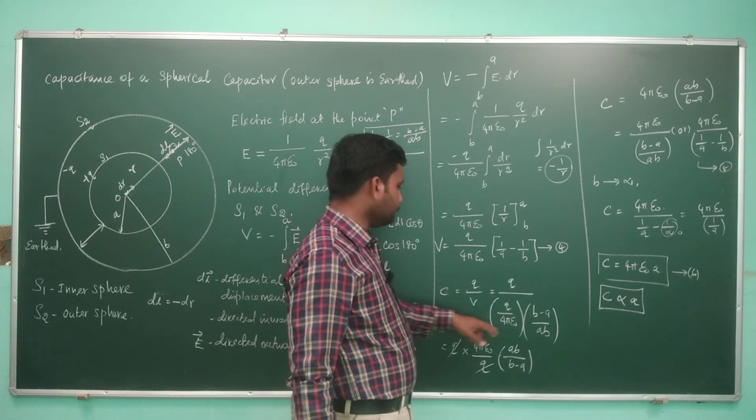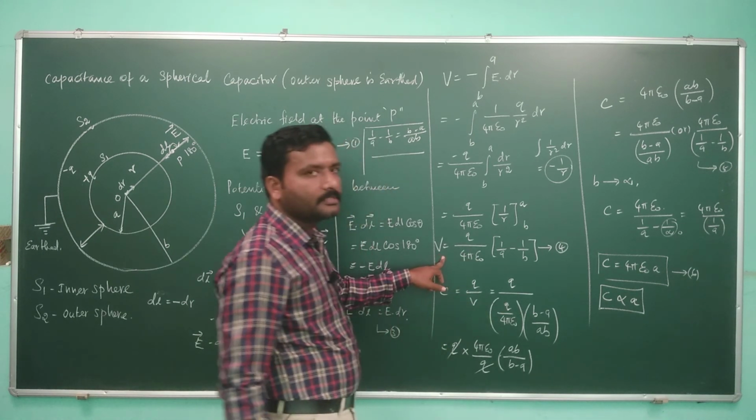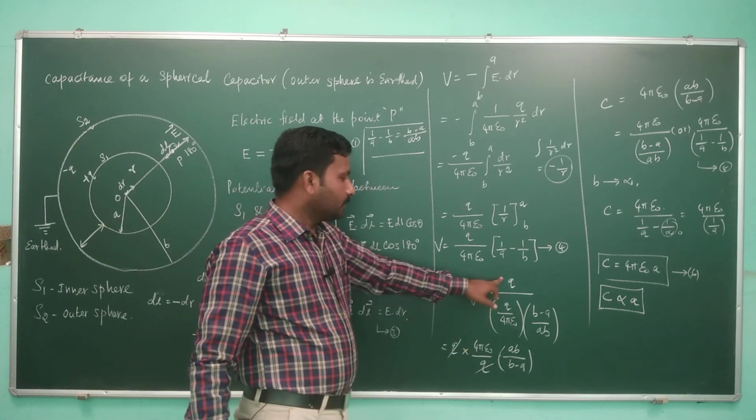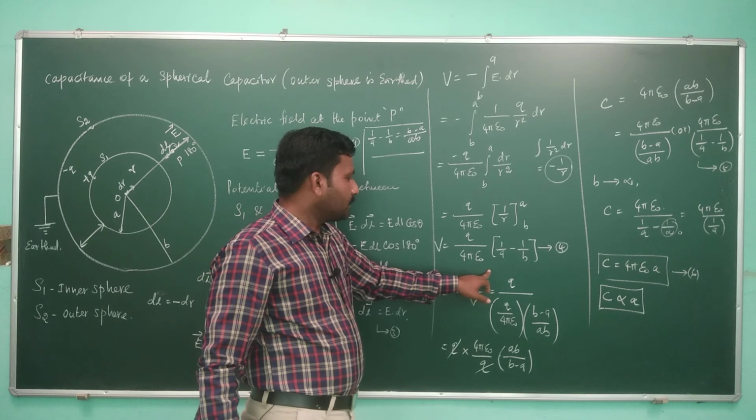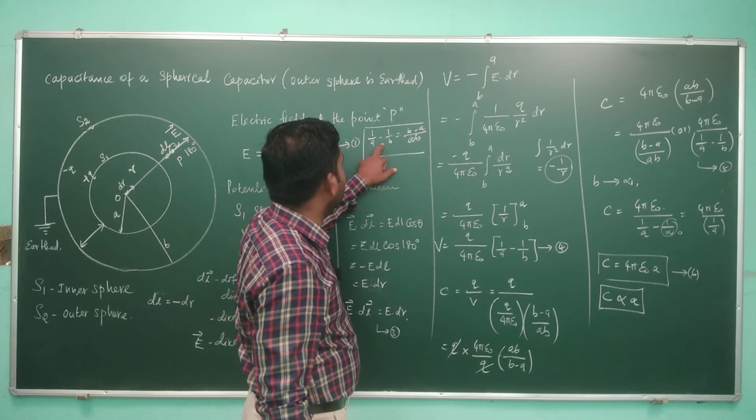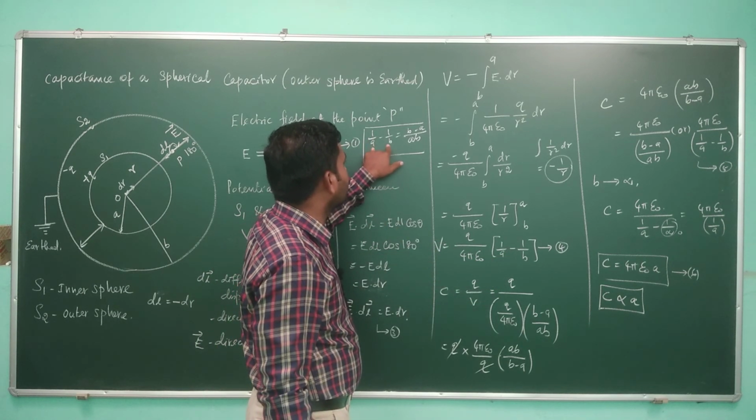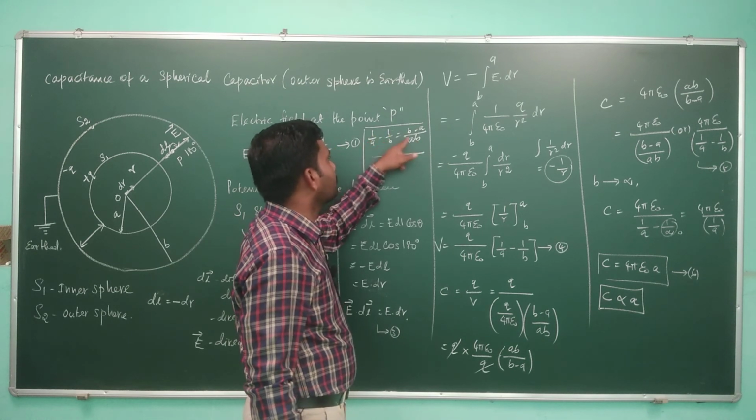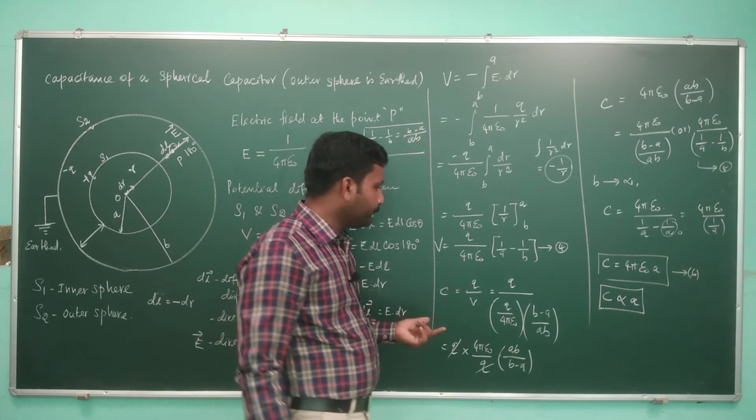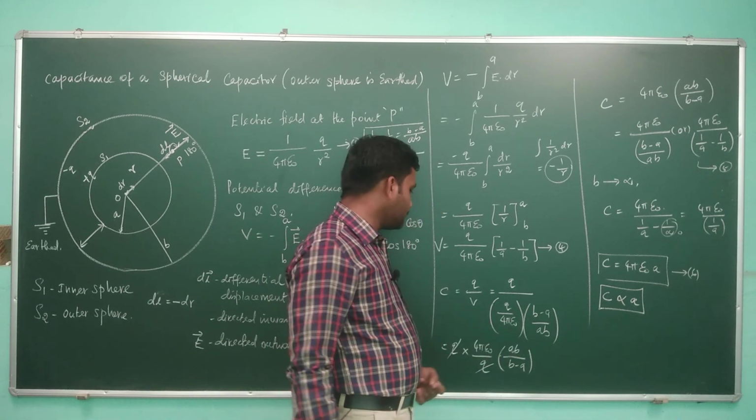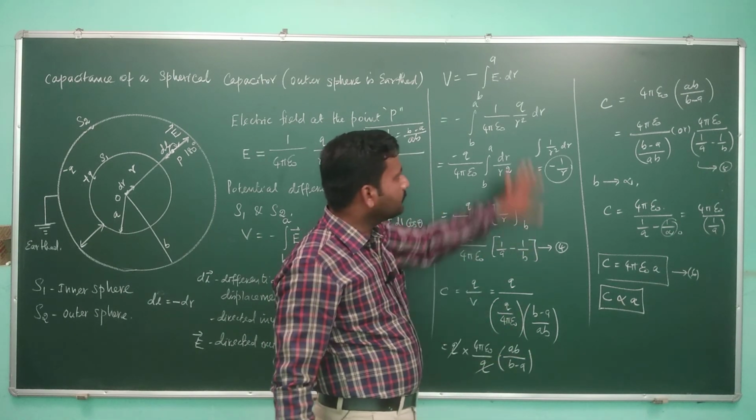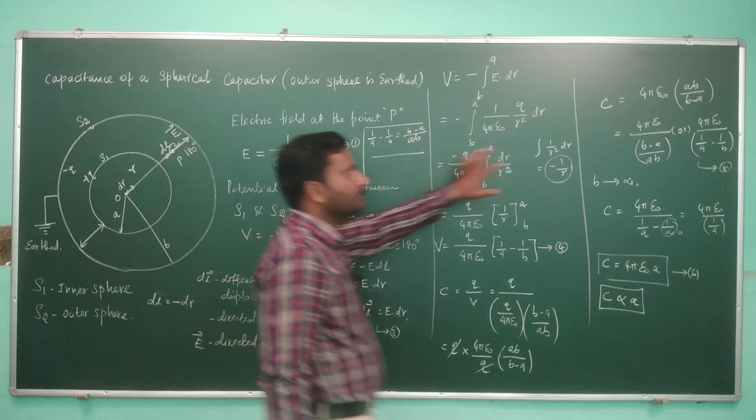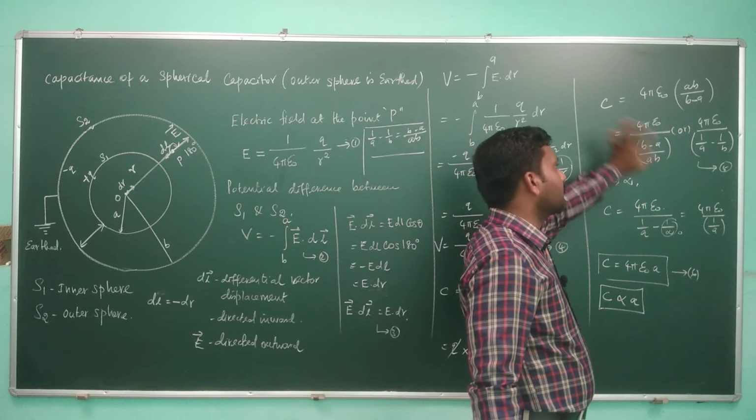Now this is the equation for potential, but we need the equation for capacitance. Charge by voltage, q by 4 pi epsilon naught times this 1 by a minus 1 by b. You can take ab common, so the missing term here is b, and here the missing term is a, so it becomes b minus a by ab. You can do some mathematical steps and you will end up with different types of expressions for C.